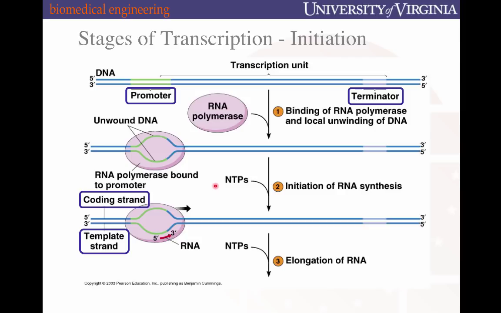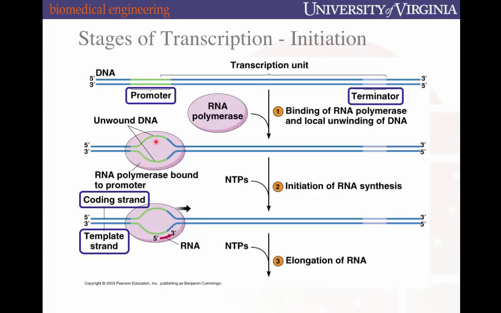So the basic process of transcription, there are 3 major phases if you want to break it down. It's going to be initiation, elongation, and then termination. In the first step, initiation, RNA polymerase is going to dock onto your promoter region at the start of your transcription unit.